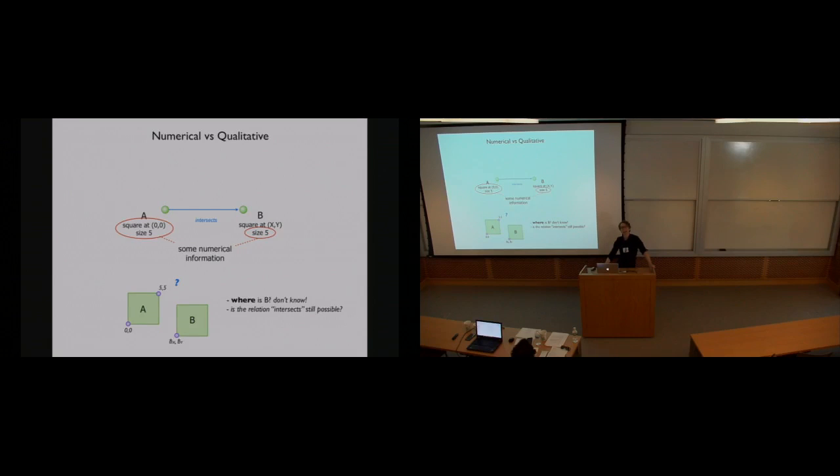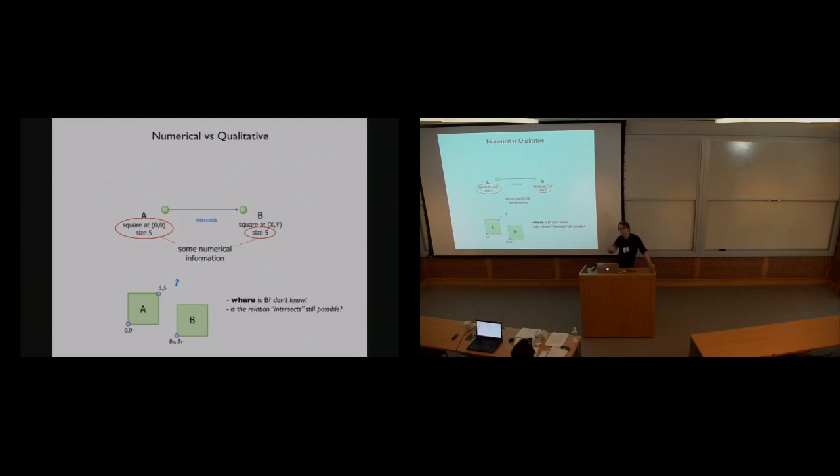Okay, so we could add maybe some numerical information. Here we've said that square A must be at point 0, 0, so maybe the bottom left of the square has to be at 0, 0 with size 5. And B, we haven't said where B is, but we've said it's the same size as A. So this is sort of a mixed qualitative numerical problem. Where is B? We don't know. All we know, again, is that they intersect.